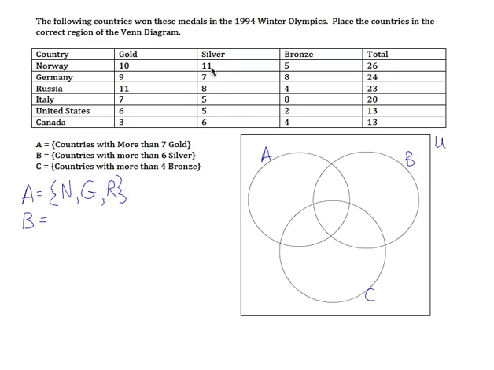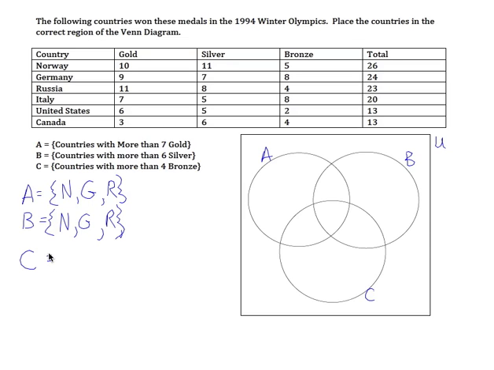Let's go ahead and define set B here, countries with more than 6 silver. Okay, so looking through this, we have Norway. Germany has more than 6 silver. Russia. Not Italy, not the US, but Canada. Well, more than 6 silver? Nope. So that's it, N, G, and R again.